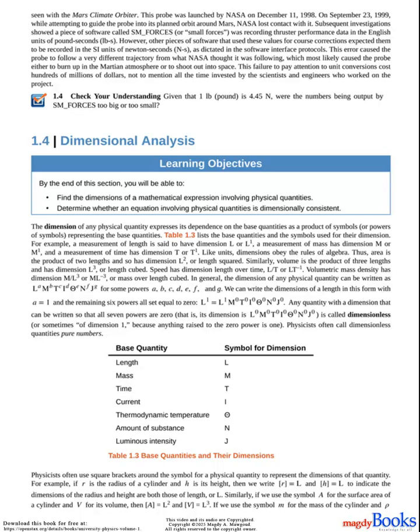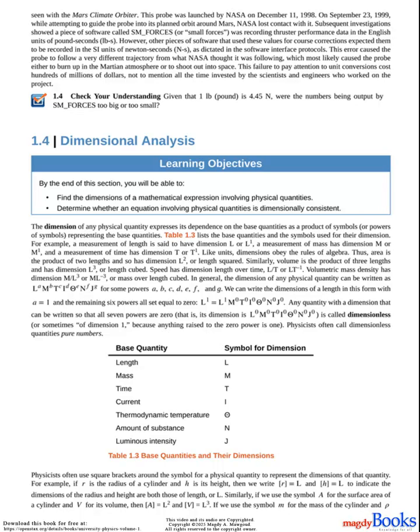The dimension of any physical quantity expresses its dependence on the base quantities as a product of symbols, or powers of symbols, representing the base quantities. Table 1.3 lists the base quantities and the symbols used for their dimension. For example, a measurement of length is said to have dimension L, or L to the power of 1. A measurement of mass has dimension M, or M to the power of 1, and a measurement of time has dimension T, or T to the power of 1.